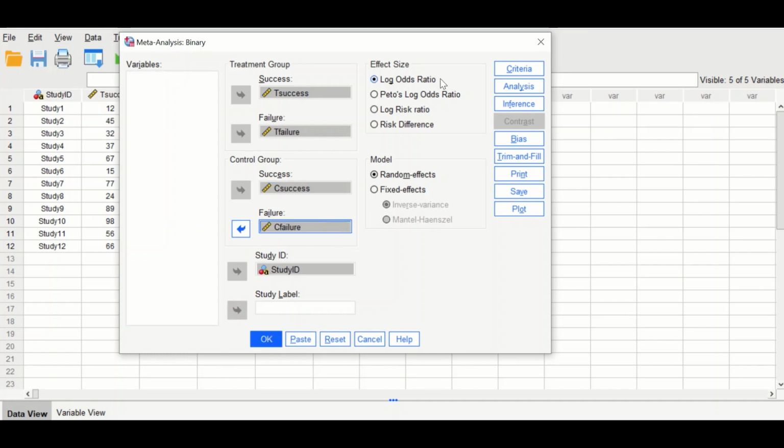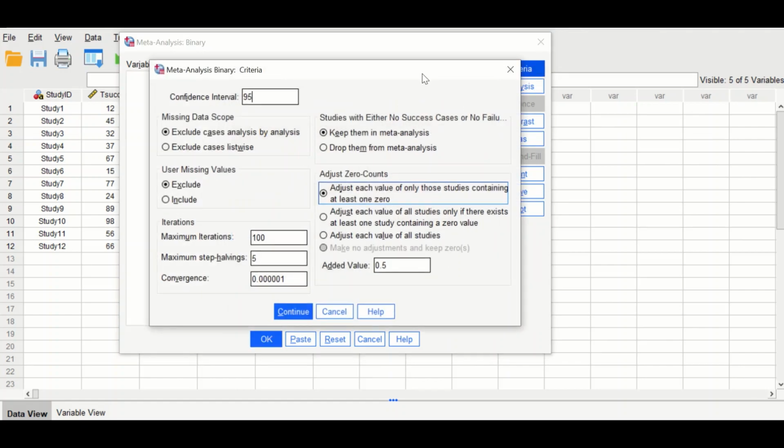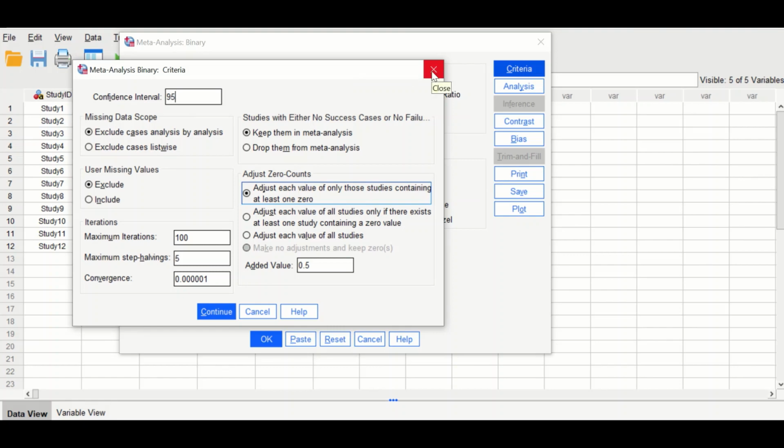The effect size that will be measured here is the log odds ratio. There are several options. We could go for the log odds ratio, or risk ratio, or risk difference. For this video, we'll stick with the odds ratio. And for the model, we'll go for the fixed effect Mantel-Haenszel method. And if we click on criteria here, no changes will be performed.